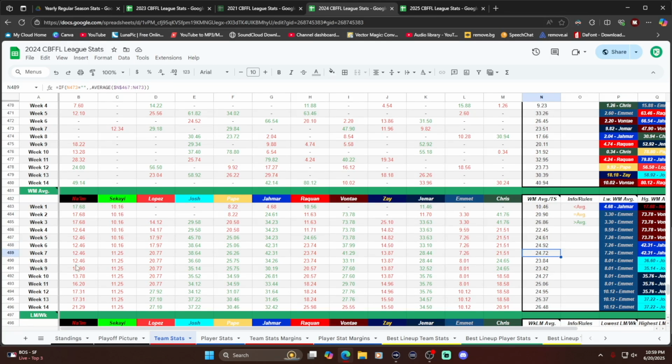So right here in week 7, teams are winning by a margin of 24.72. Right here, Jamar was winning by 28.44 points throughout the season. Now, this is good and bad also, because as you can see over here, Naeem has a 21.29, and that means he was only winning by an average of 21.29 points per game, which is below the 26.48 points.